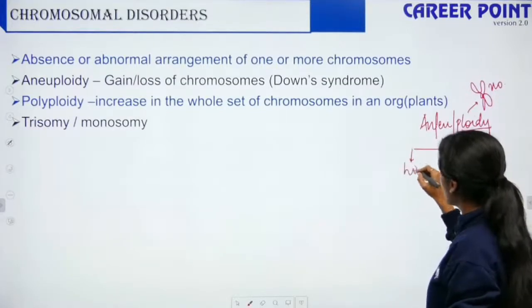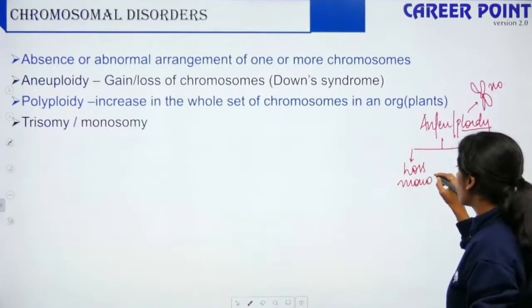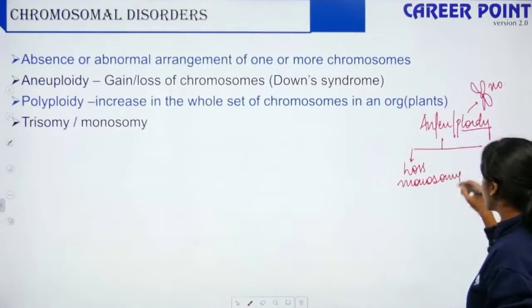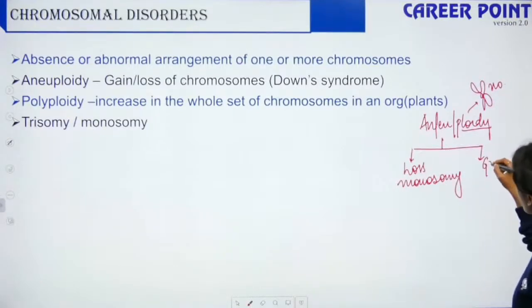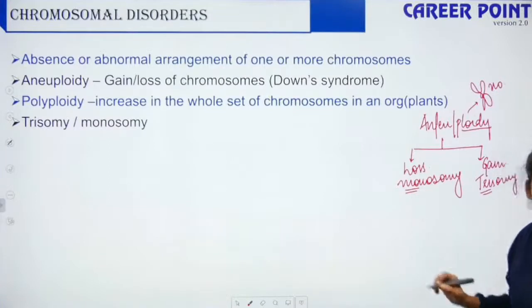Either you can have a loss of chromosome. In case of monosomy, you have only 1 chromosome instead of a pair. Or you can have a gain of chromosome, that is trisomy. Ideally it should be 2. So when you have 3, it is gain. When you have 1, it is loss, right?